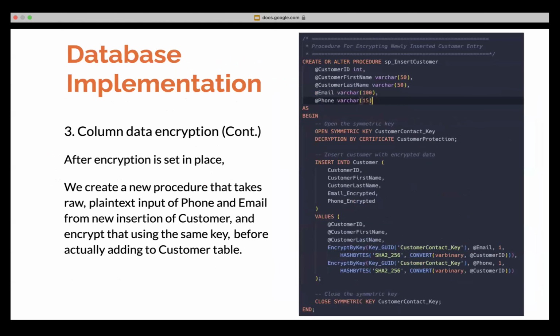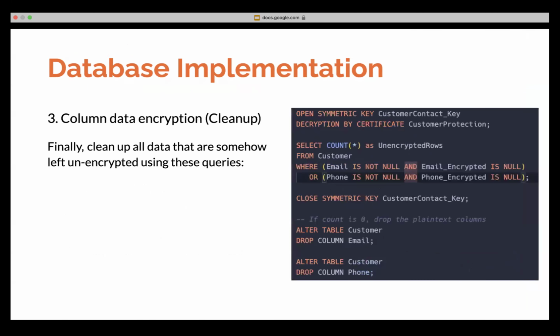After encryption is set in place, we have a new procedure that takes raw plain text input of new customers' phone and email information and encrypts them using the same key before actually adding them to the customer table. And finally, we have a safety procedure that makes sure all the leftover unencrypted keys are safe and stored in our database.